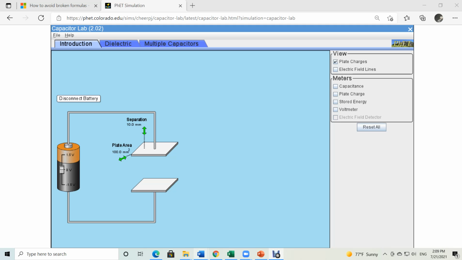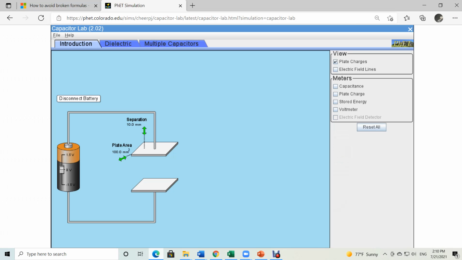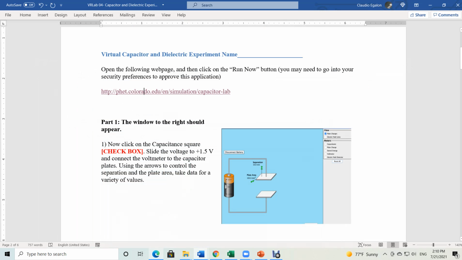Let's take a look at the handout. The window to the right should appear. Now click on the capacitance square. Don't forget to check the box first, right? No, not this one, it's this one. Plate charges, meters. Click capacitance square so you can measure the capacitance. Check box. Slide the voltage to 1.5 volts.